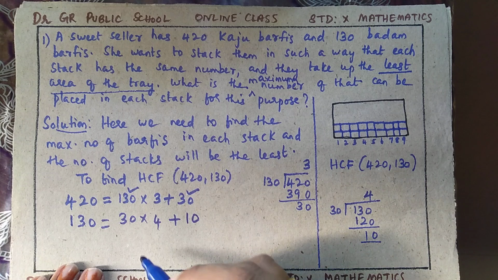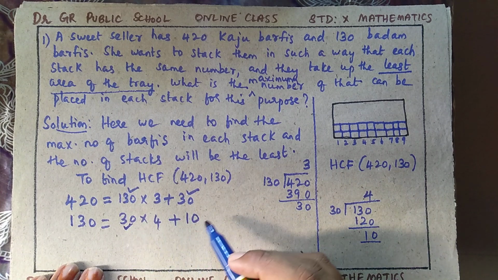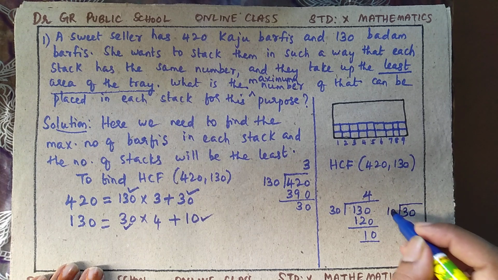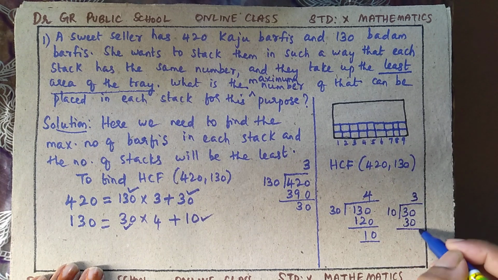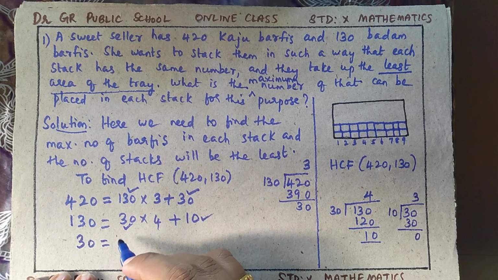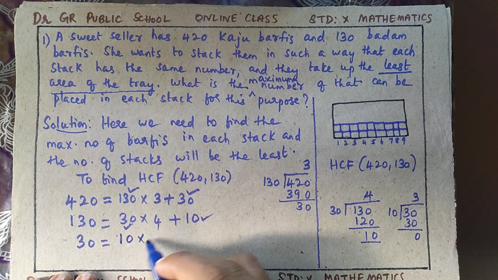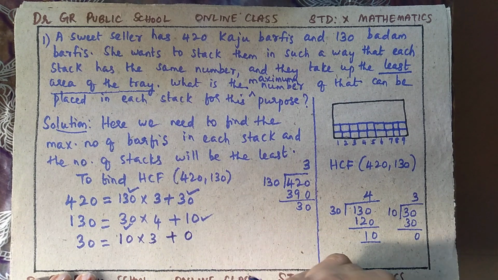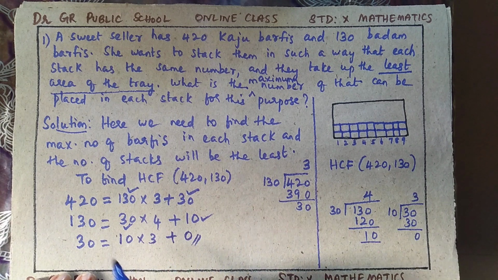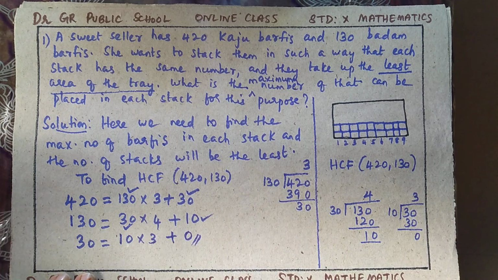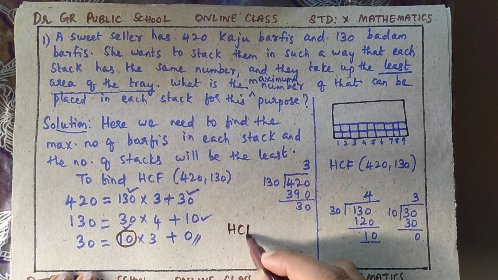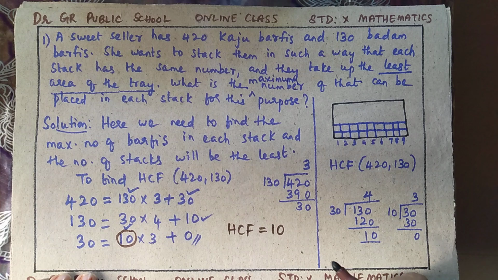So again we need to continue the process. 30 is the dividend, 10 is the divisor. 30 when divided by 10, 3 times 30, we got the remainder 0. So 30 equal to 10 into 3 plus 0. So we got 0 as the remainder, so we should stop this process and select our new divisor at this stage as the HCF. So thus HCF is equal to 10.